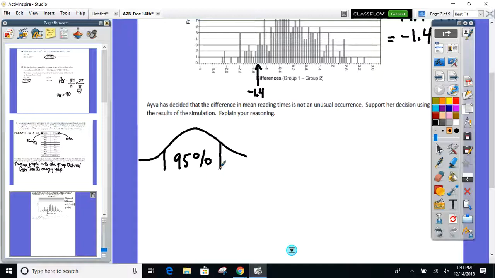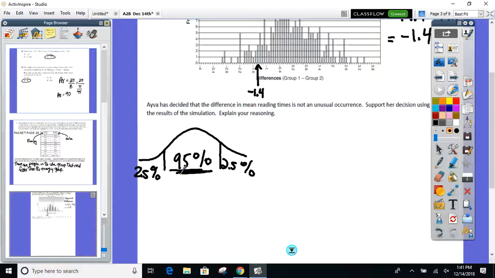Well, ready? 95%. How many percent's left over? 5, right? And it's got to go divided up evenly between these two regions. So what percent are these regions going to be? Yeah, 2.5. So what we're going to calculate right now is if this score is at or below 2.5%, it's unusual. If it's more than 2.5%, it's going to fall within that confidence interval. So how do we do that?